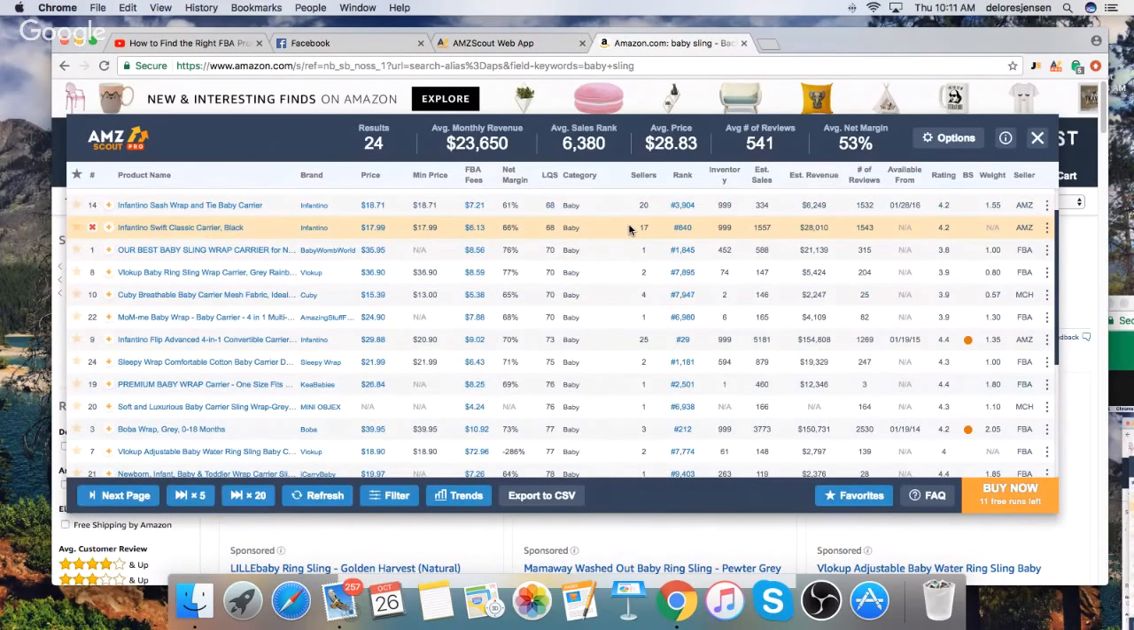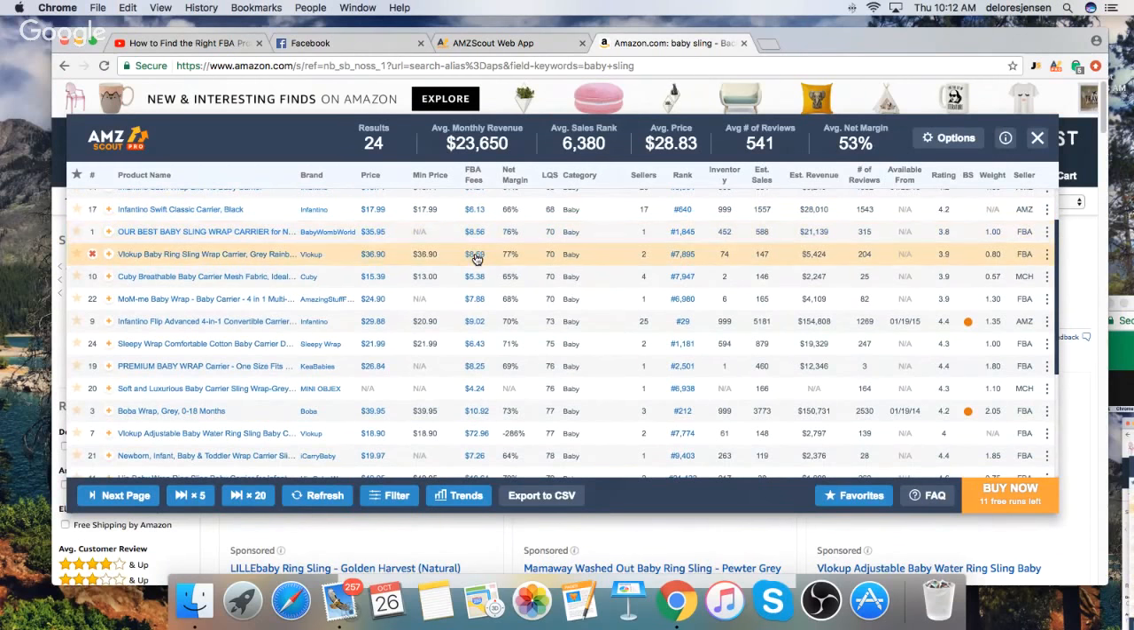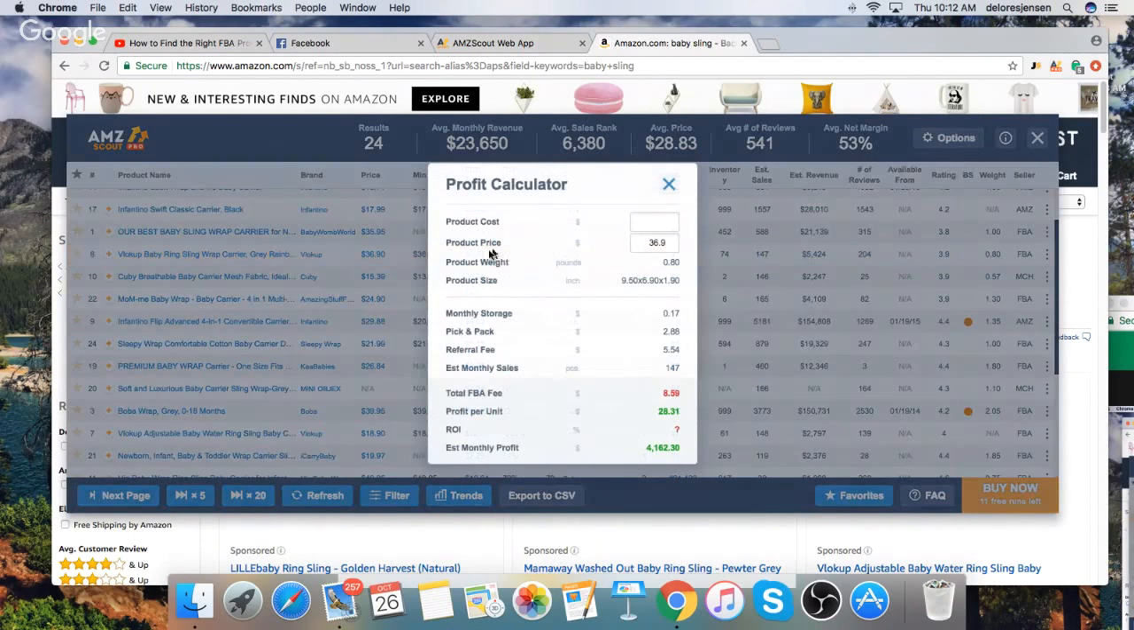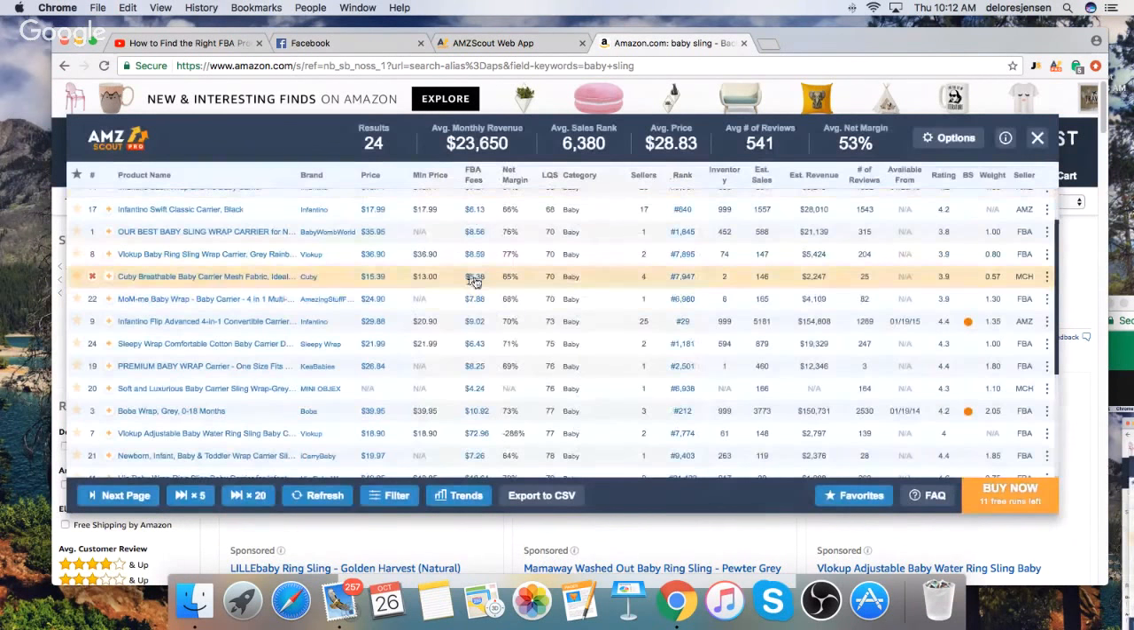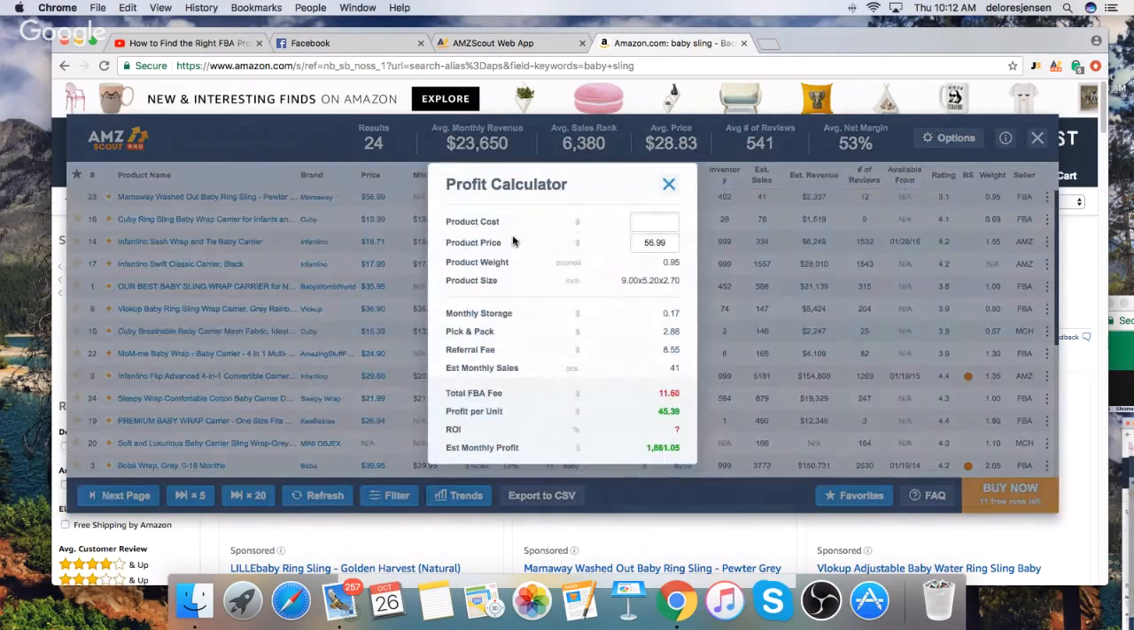Okay, the FBA fees. Again, blue numbers mean they hid something inside. And actually, you can see the profit calculator, a very useful tool. Click here. You immediately see the total FBA fee, which is $11.60. And you see a little bit confusing number, $45. It's not a profit per unit yet.